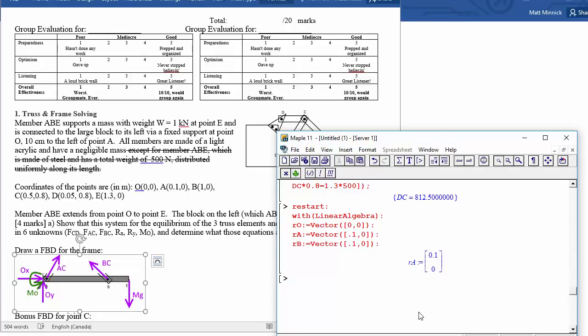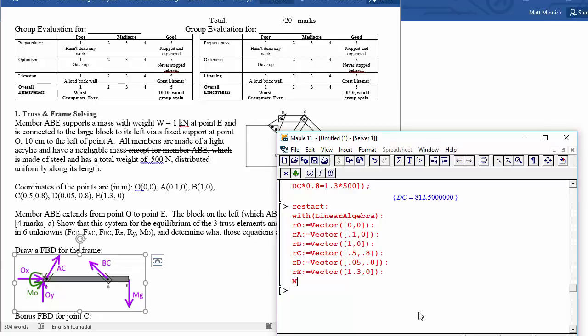RB is going to be 1, 0. RC is 0.5 and 0.8. RD is 0.05 and 0.8. And RE is 1.3 and 0. Okay. Right. Now, what's the point of that? Well, now we can define some unit vectors. So check this out.